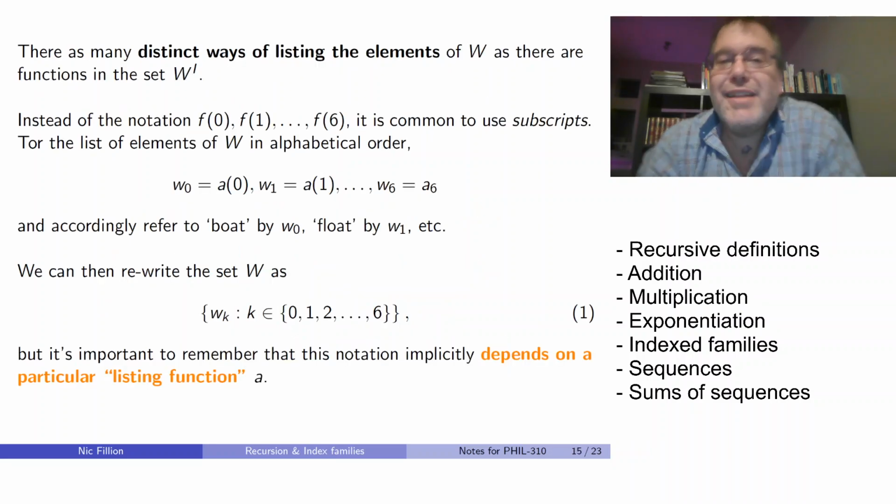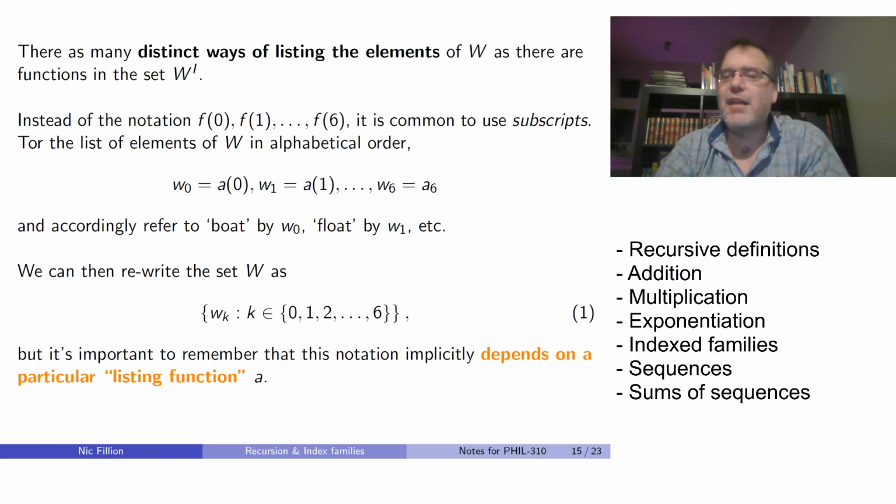So how many distinct ways of listing the elements of W are there? Well, there are as many as there are distinct functions from that index set to that set of objects that we're trying to order, right? There's going to be a lot of them. 7 to the power 7 is a big number. That's the cardinality of the Cartesian product I cross W. There are fewer functions, but there's still quite a lot of them, okay?